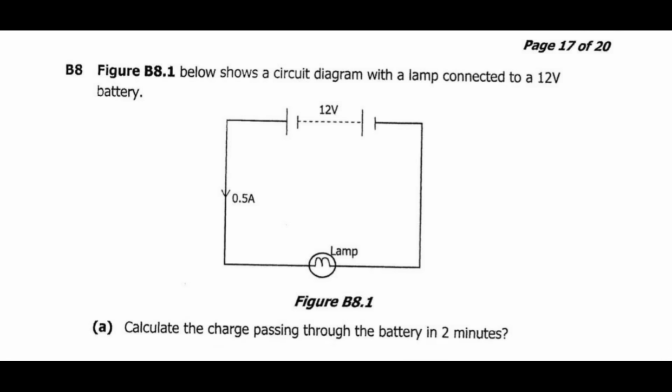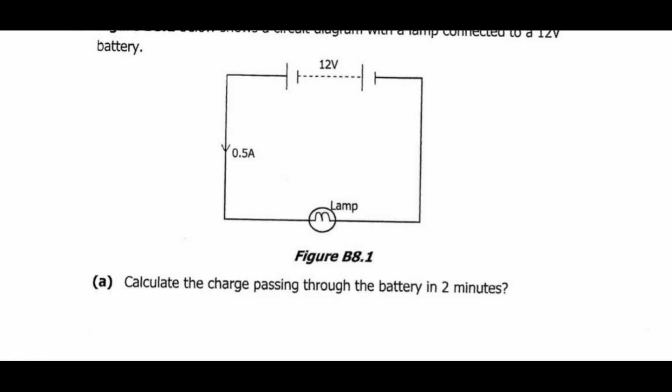We move on to question 8. Figure B8.y below shows a circuit diagram with a lamp connected to a 12 volts battery. So we can see that we have been given the voltage 12 volts, current 0.5, the lamp here. Calculate the charge passing through the battery in 2 minutes.